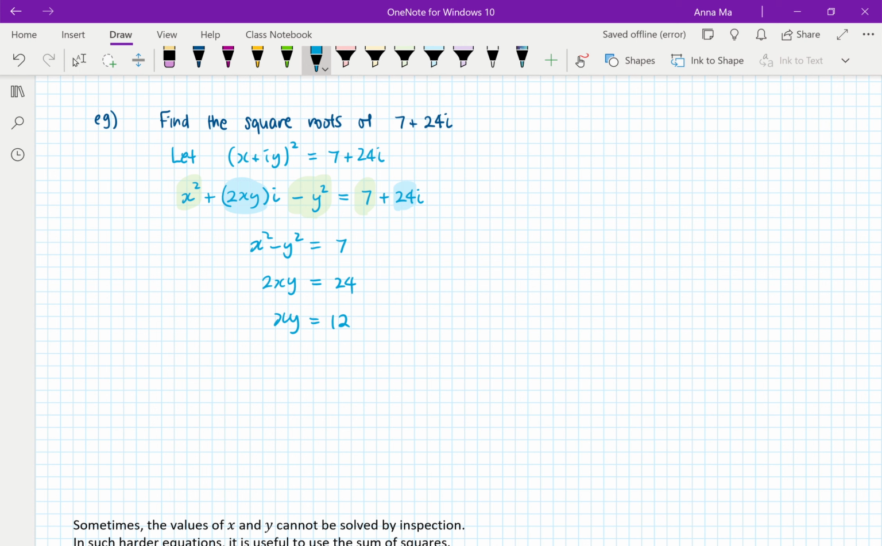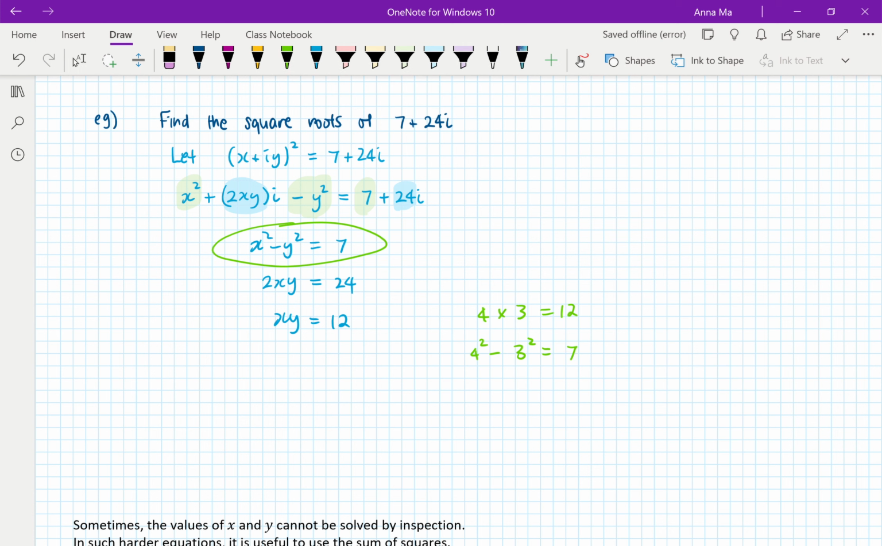For example, if xy is equal to 12, I'm thinking of factors of 12 obviously, so that this equation is true. So you can try out 12 and 1, 6 and 2, 4 and 3. If you try 4 and 3, 4 times 3 is equal to 12, but also 4 squared minus 3 squared is 7. So if that works, you can just plug it back into the formula.